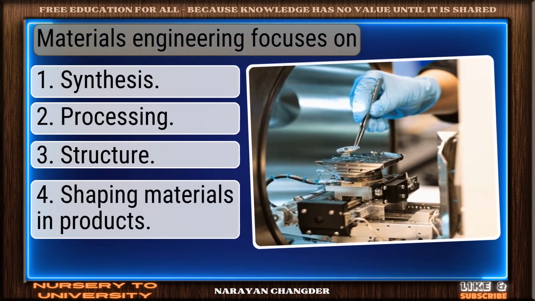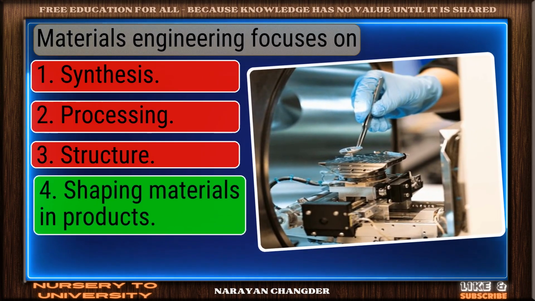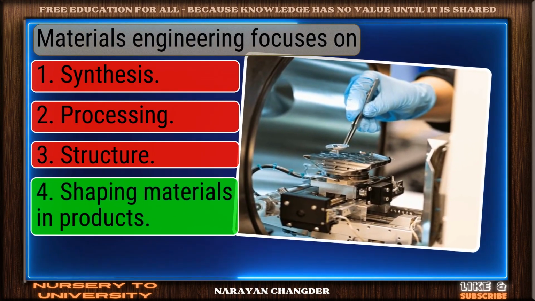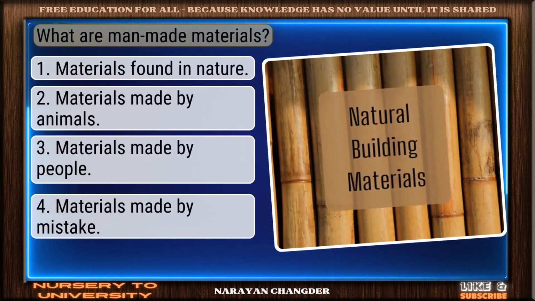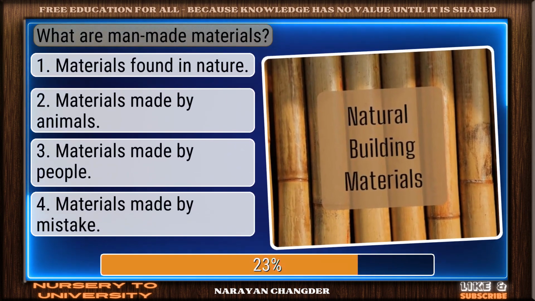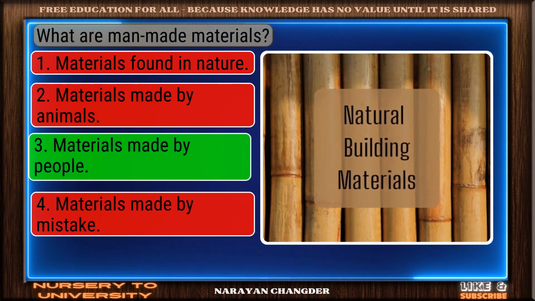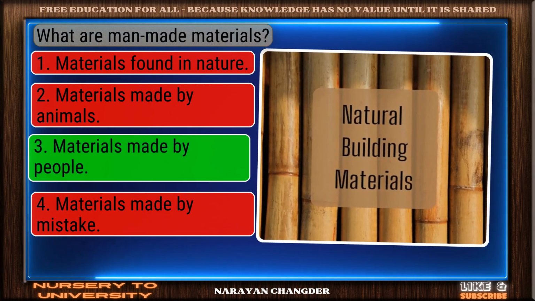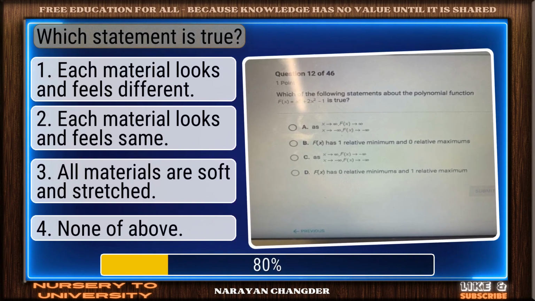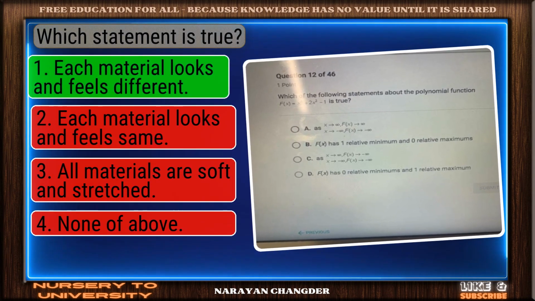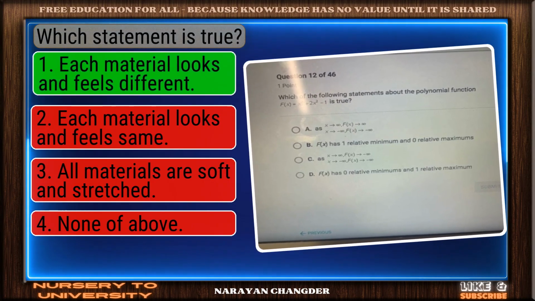Materials engineering focuses on. Smart pick. Shaping materials in products is the correct choice. What are man-made materials? You chose materials made by people, and it is correct. Which statement is true? Correct response. Each material looks and feels different is the most accurate answer.